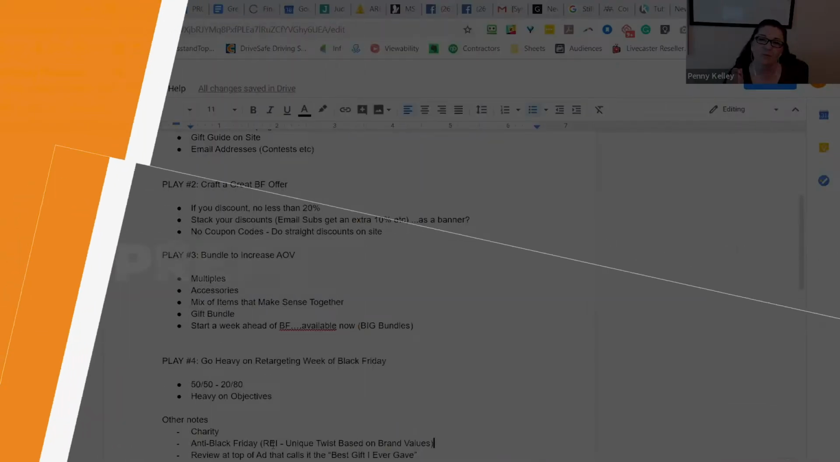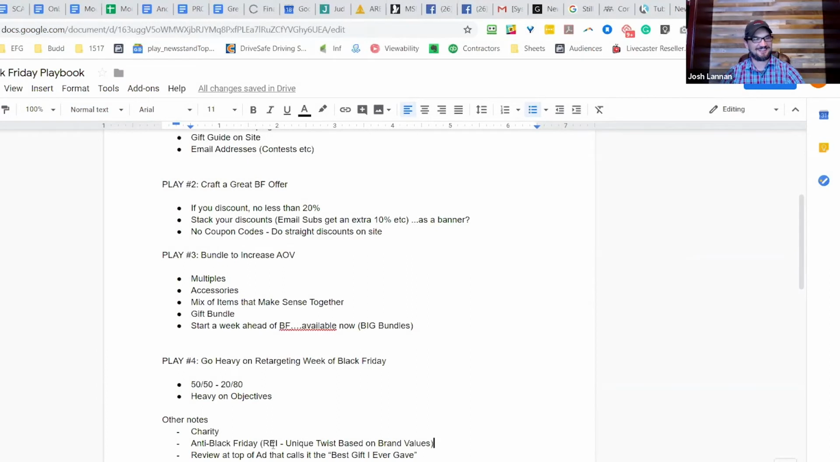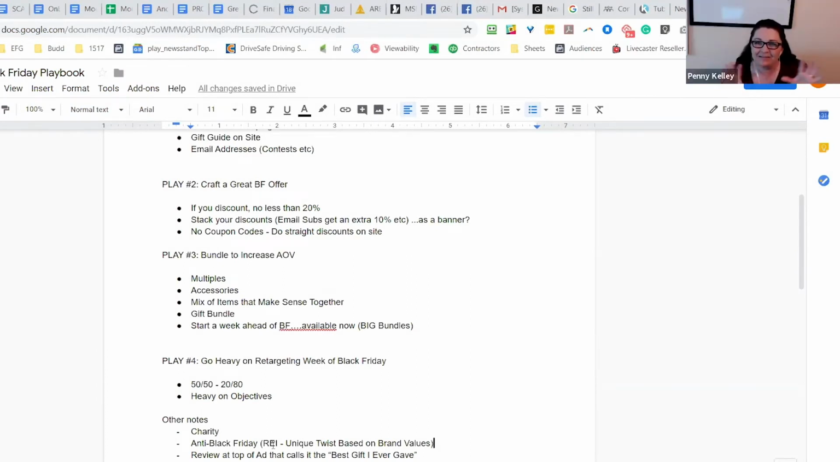People's credit cards get warm that time of year. They want to use their credit cards, right? And that's that buyer momentum. Like you're bombarded with shopping and you feel the need to go buy things.